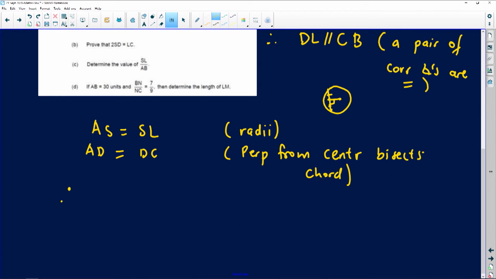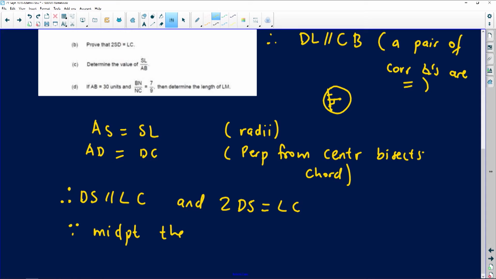Now that I've done that, I can conclude that DS is parallel to LC. Therefore, DS is parallel to LC, and I can also add that 2 times DS is equal to LC, since DS will be half of LC. Why? Because of the midpoint theorem. Midpoint theorem. So please be careful of these grade 10 things that they might like to put in these kinds of questions, and they may give you problems. So make sure that you are also aware of what is happening as far as this midpoint theorem is concerned, because it does creep in here or there sometimes. So please be careful of that.